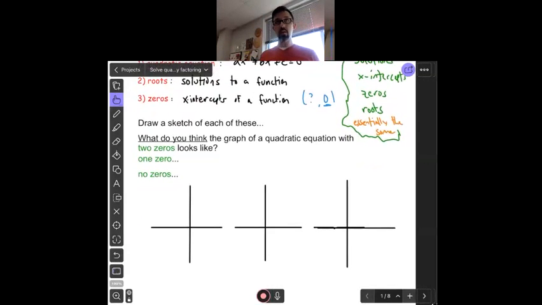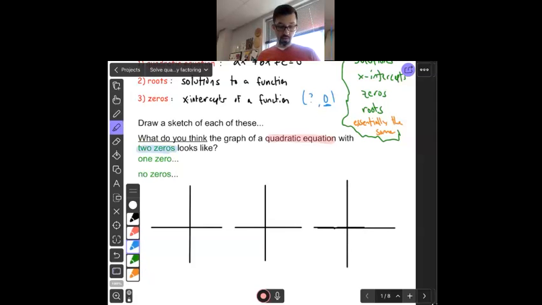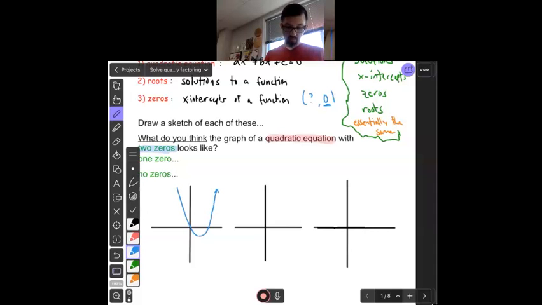So thinking about what roots are, or what zeros are, if zeros are x-intercepts, right? And if we want to think about what would a quadratic equation with two zeros look like, or what would a quadratic equation with 1 zero look like when we graph it? Okay, so of course it's a quadratic equation, so that means we're talking about a parabola, right? And if we're talking about a parabola with two zeros, right? Two x-intercepts. So what would a parabola with two x-intercepts look like? Well, that means it has to cross the x-axis twice. Right? So that one has two zeros.